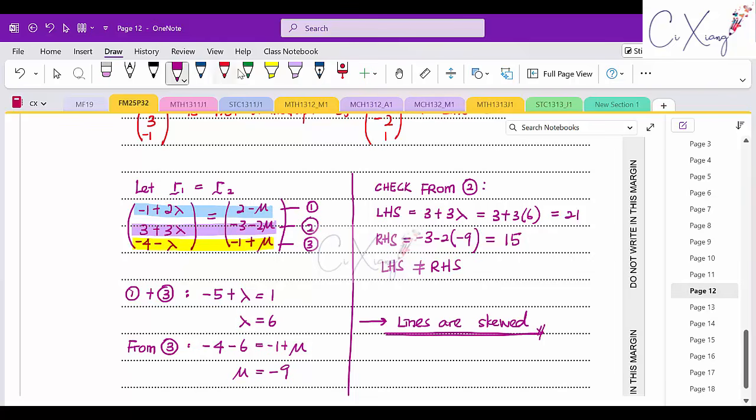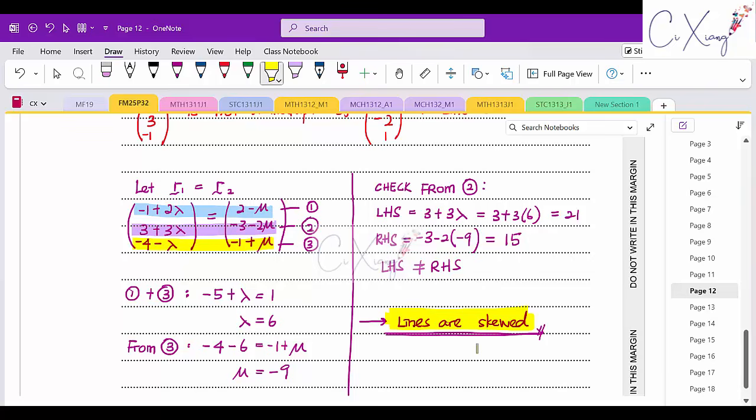Some students will ask now, what if the left hand side value is equal to the right hand side value? If the left hand side equals the right hand side, that means these two lines actually intersect with each other, meaning they touch each other. So that's the conclusion. If the left hand side is not equal to the right hand side, then basically the lines are skewed.